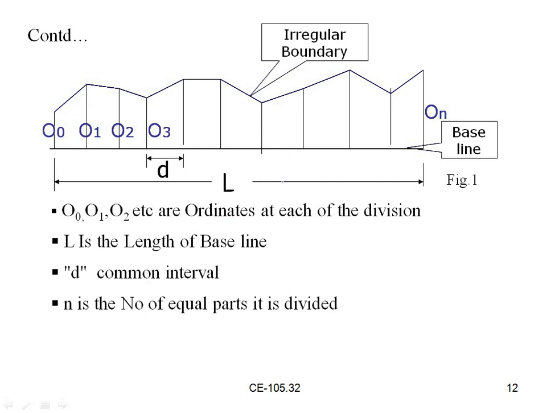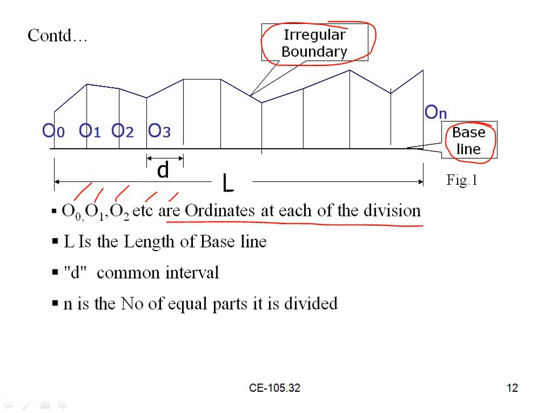So this is the average ordinate method diagram. Here you can see the diagram, where O0, O1, O2, etc. are ordinates at each of the divisions. This is the chainage line which is started, we will call it the baseline, and this is the irregular boundary surface on the ground.